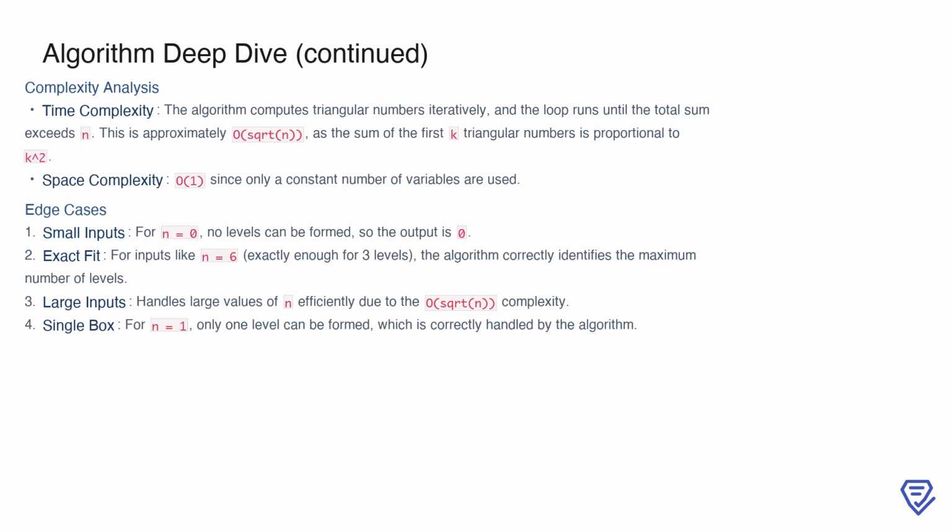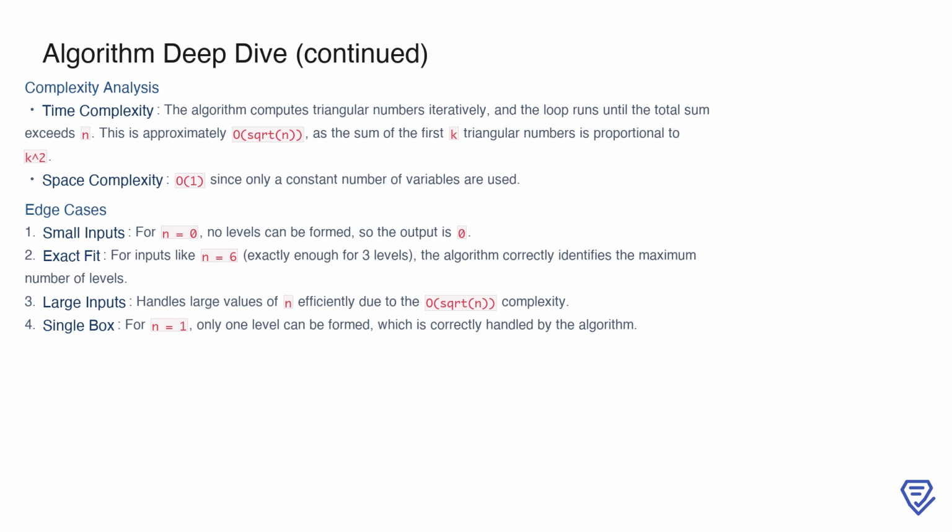Analyzing the complexity, the algorithm is highly efficient. The time complexity is approximately O(n), as the triangular number formula ensures that we calculate the required boxes for each level in constant time, and the loop runs until the sum of triangular numbers approaches n, which grows proportionally to the square of the number of levels. The space complexity is O(1), because only a constant number of variables are used, with no arrays or additional data structures. This makes the algorithm suitable for handling even large values of n.